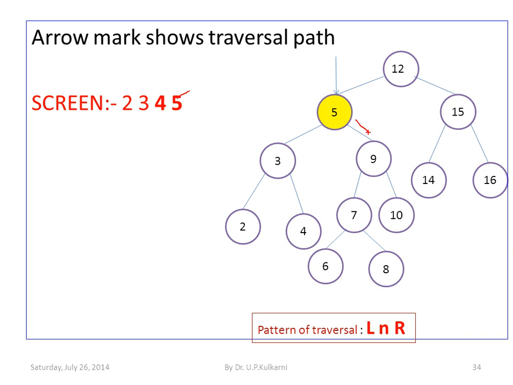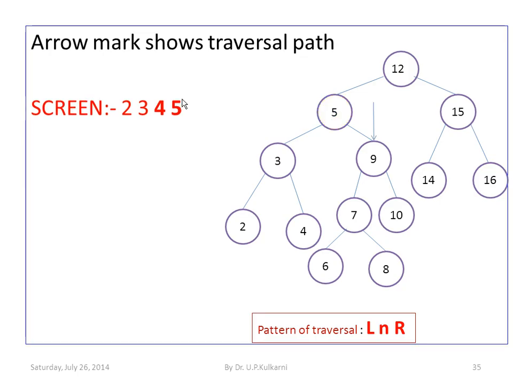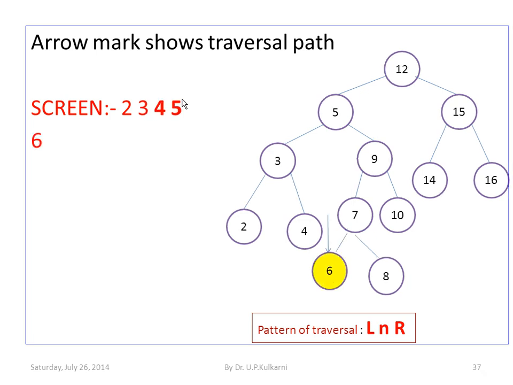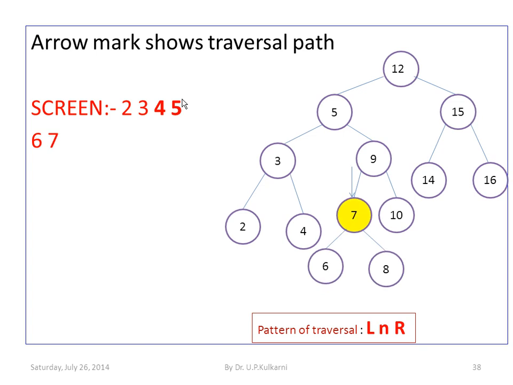Then we'll visit the right side. LNR: move to the left of this. Left of this is null, print node N, that is 6. Then visit right, that is also empty. So LNR is over for this particular node. So go back. For this node, left is over, print node N, right? Now visit R. For this, left is empty, visit node, so print 8, visit right node, that is empty. So go back. For this, LNR is over, go back.